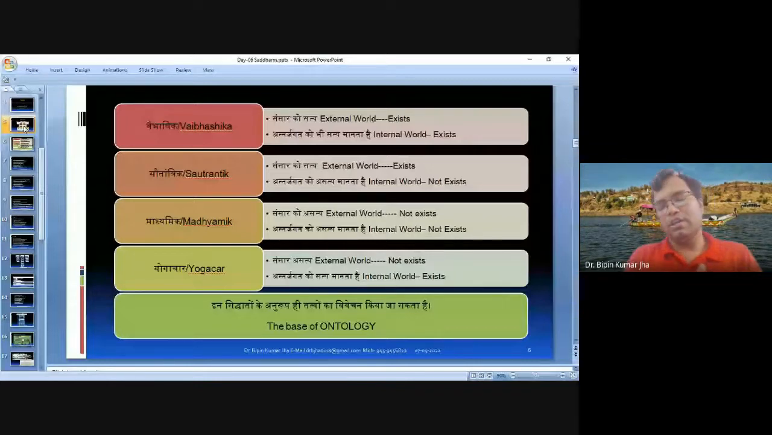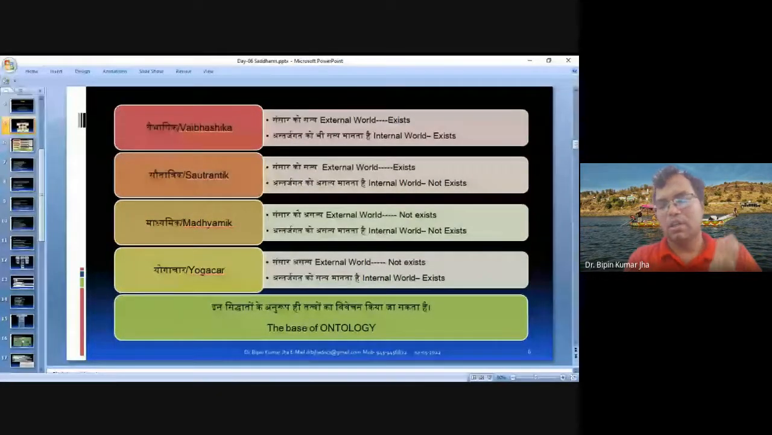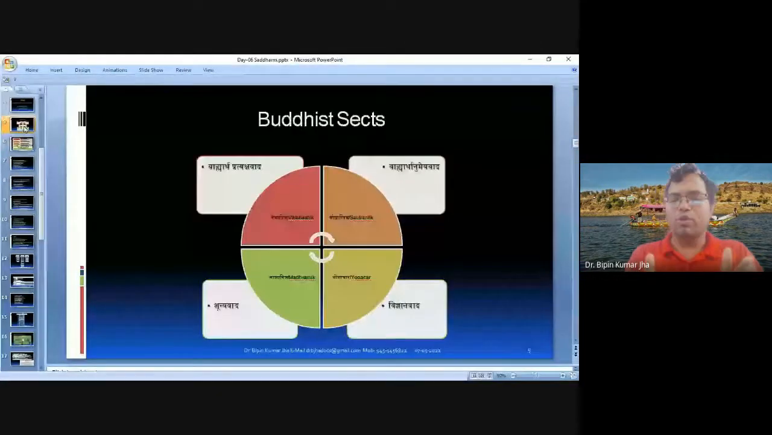Because we have already mentioned that there are two different parts of Buddhist notions. The first one is Hinayan, and the second one is Mahayana, and we all know these things, so I am not going further into detail. So Vaibhasik and Sautrantik, and later on we see Madhyamik and Yogachar. There are four different sects, which have different philosophical notions.